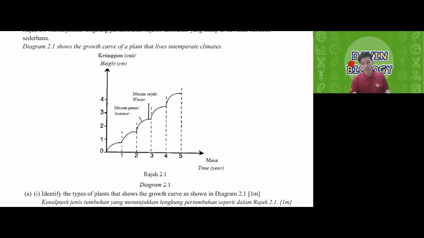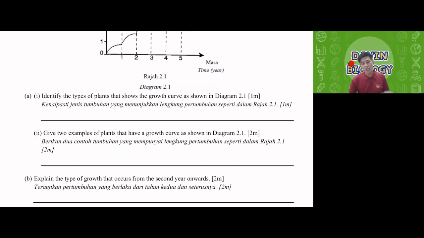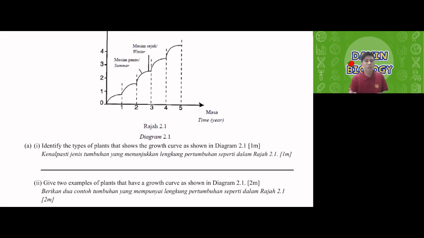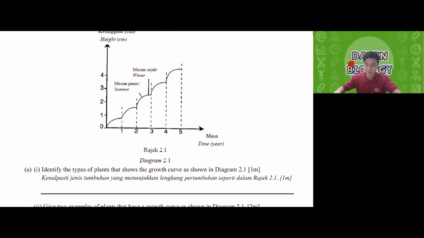Sorry. Now question 11, page 30. Identify the type of plant that shows the growth curve as shown. So it's not very simple. Like you can see, this chapter is actually very, very easy. Right? You can see here. This is basically perennial lah. Don't need to think lah.